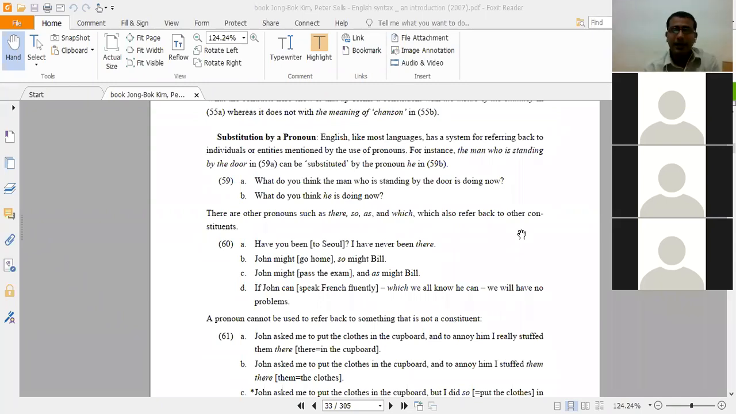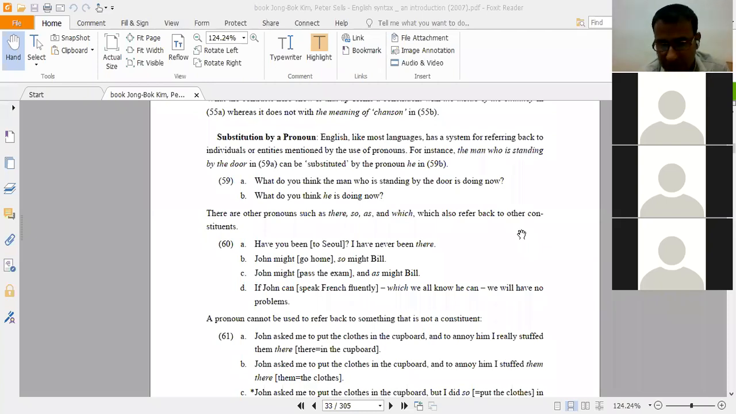English, like most languages, has a system for referring back to individuals or entities mentioned by the use of pronouns. For example, the man who is standing by the door in 59A can be substituted by the pronoun he in 59B. What do you think the man who is standing by the door is doing now? So this is a question. What do you think the man who is standing by the door is doing now?